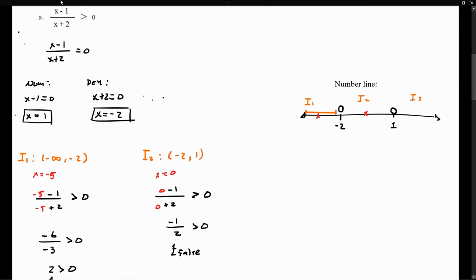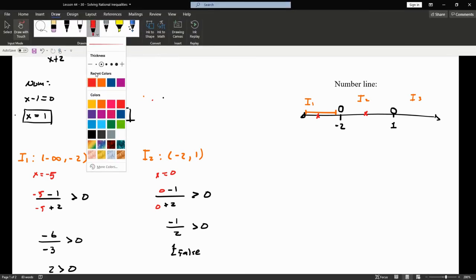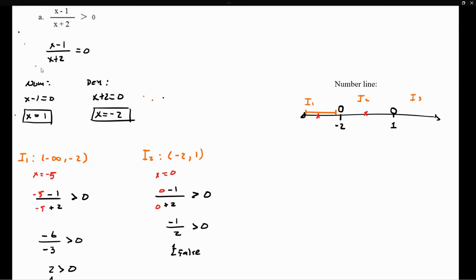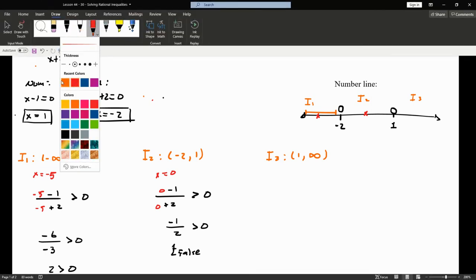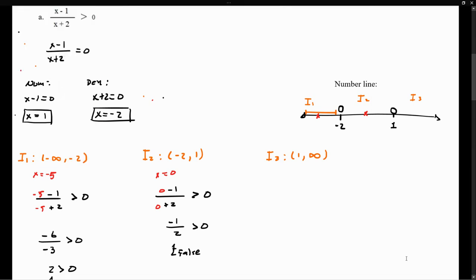Now I'm going to test the next interval. Let's test the interval I3, which is the interval from 1 to +infinity. Let's choose a value that is in that interval. Again, you can choose any value. For I3, I can choose 2, 3, 4, 5, just making sure that it's a value in this interval. So I'm going to choose x equals 3. It's going to be somewhere here.